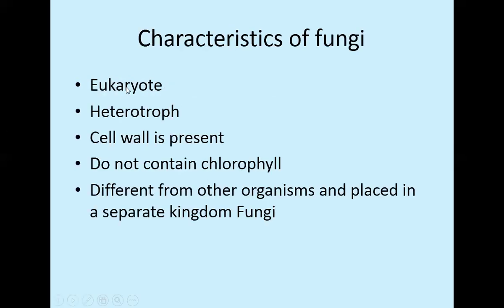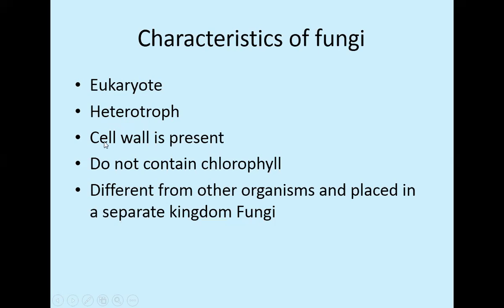So fungi are eukaryotes. They are heterotrophic organisms. Heterotrophs are the organisms which are unable to make their own food. Therefore, they are consumers or decomposers. Those living things which are able to make their food, for example plants, are called autotrophs. Fungi, since they are unable to make their food, are heterotrophs.